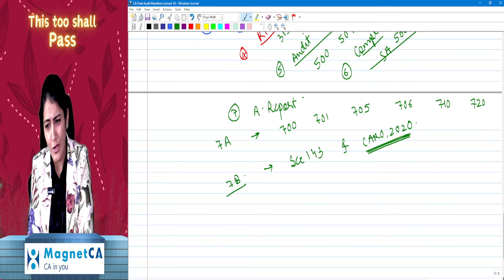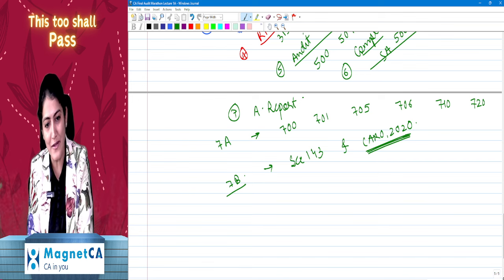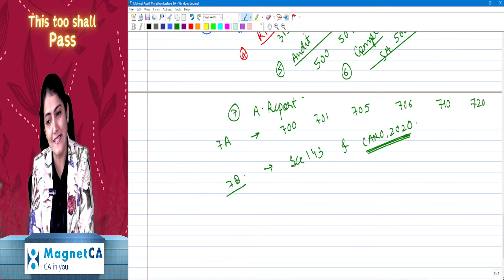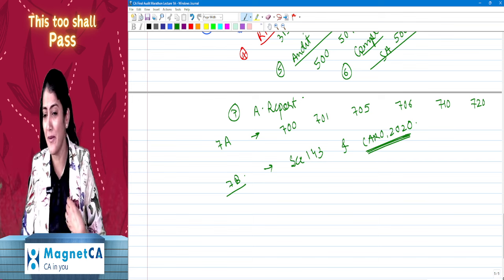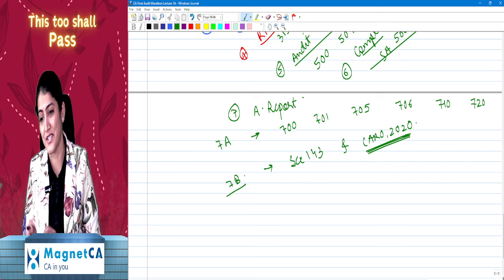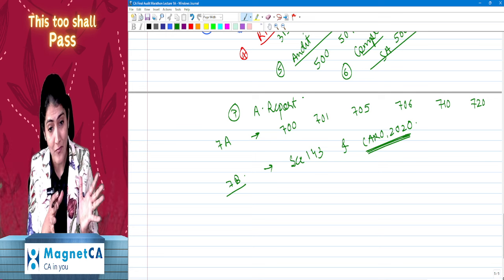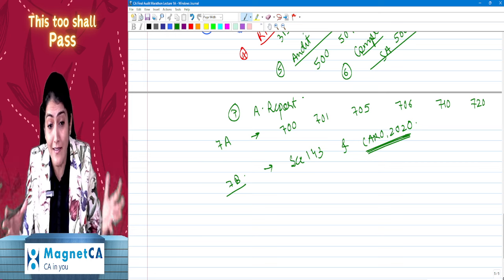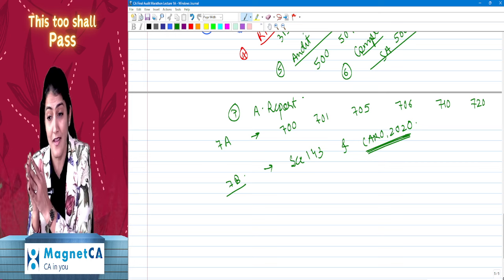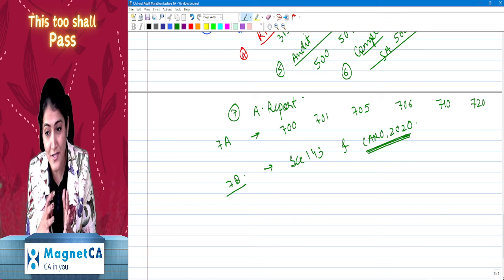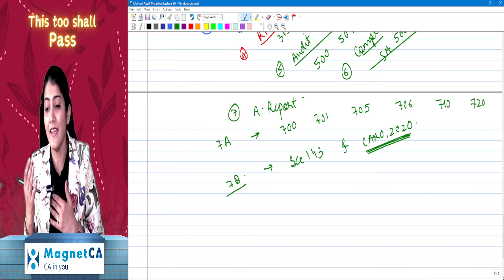Let me try one more. Clause 15 of CARO. There are 21 clauses. So what is clause 15 of CARO? Oh, internal audit is clause 14. Clause 15, remember, no, you don't remember. Clause 15 is non-cash transactions. Clause 16 is registration as an NBFC with RBI. But clause 15 is regarding non-cash transactions, whether the company has entered into any non-cash transaction with the directors or persons connected therewith, and whether it is in compliance with section 192 of the Companies Act 2013.